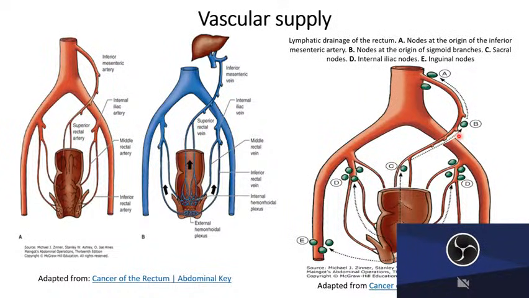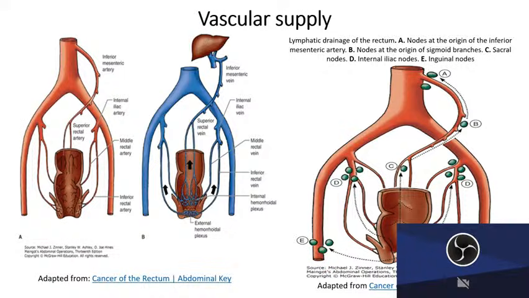This will drain towards the nodes at the origin of the inferior mesenteric artery, while this will follow the nodes at the origin of the sigmoid branches, okay. They follow the artery. These are the origin of the sigmoid branch. Follow the superior rectal. Just follow this part, all right. And that is the upper and middle third of the rectum, while the lower third of the rectum will join the nodes of the anus, okay.